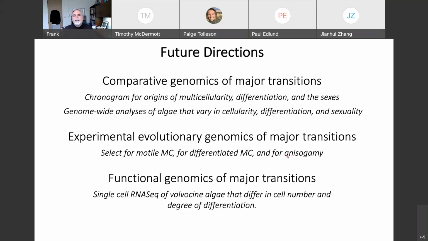As far as functional genomics of major transitions, surprisingly, no one has done or capitalized on single cell omics in looking at, say, RNA-seq differences, expression differences in the cells that are either somatic cells or gametic cells in Volvox and more primitive forms of the volvocine algae. And I think that's a potentially very fruitful area of investigation in the future.